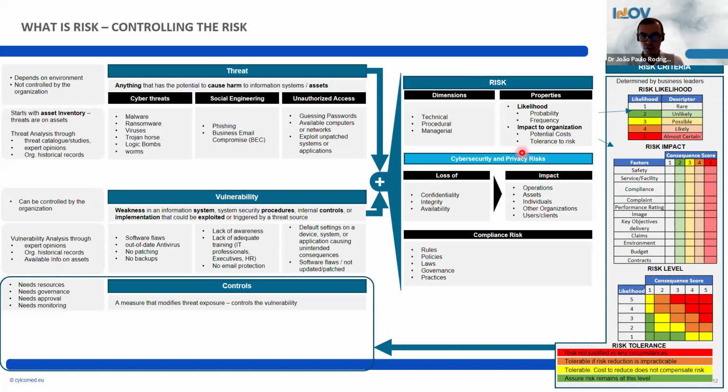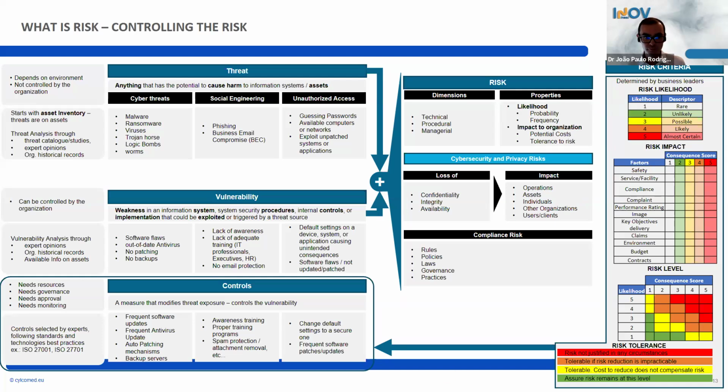To implement controls, one needs the resources, a governance structure, and approval from executive directors, and of course, once implemented, we need to monitor them. There could be several types of controls as well.